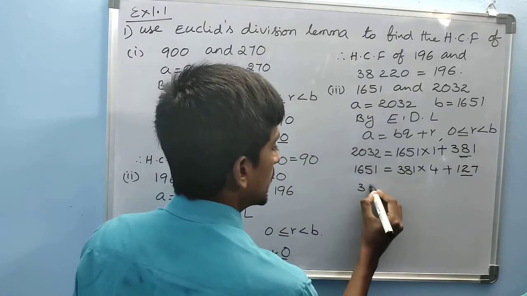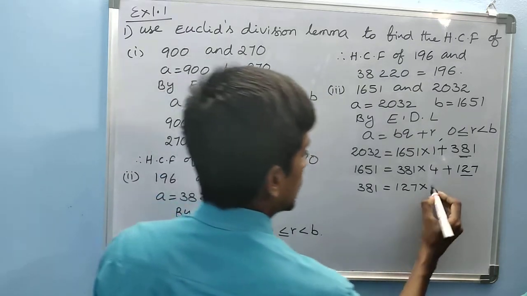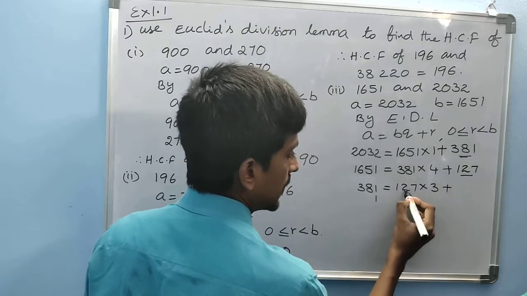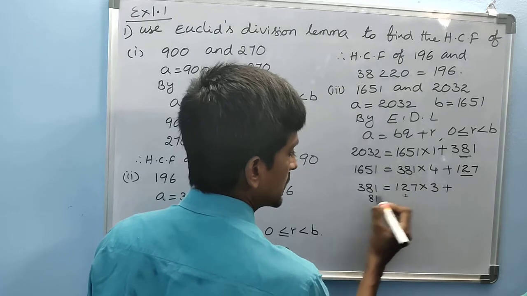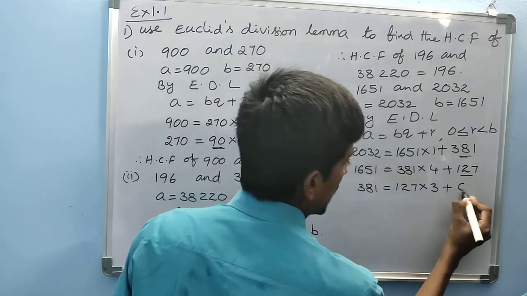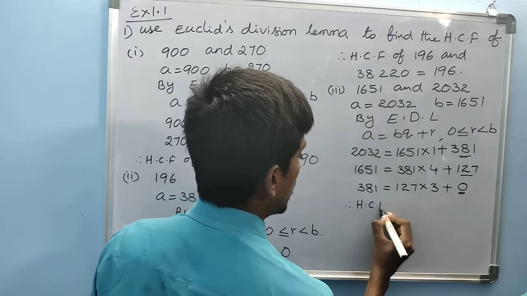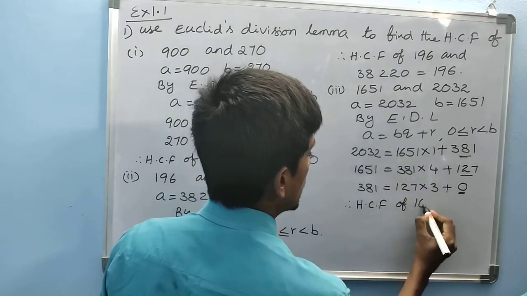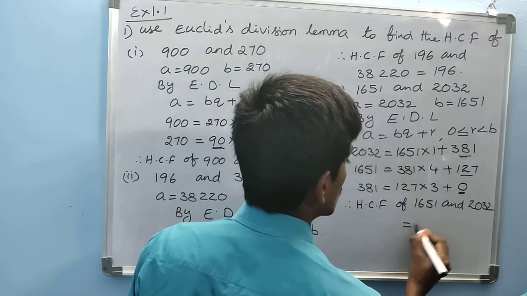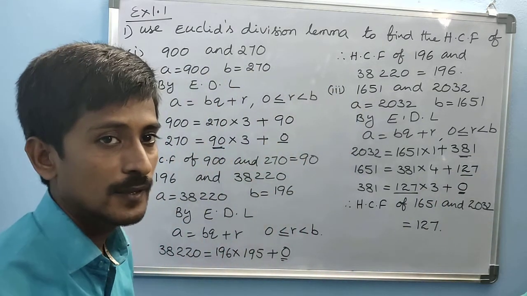Again 381 equals 127 into 3, which is 381, plus 0. So 0 came. Therefore HCF of 1651 and 2032 equals 127.